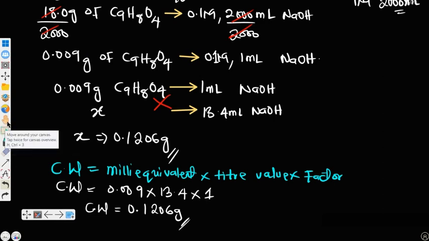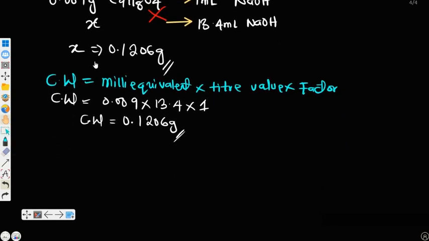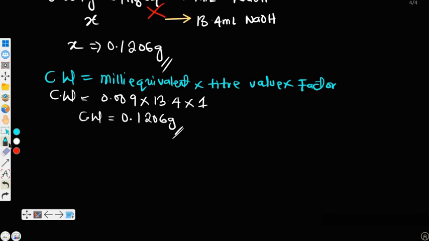So you now have to get your percentage purity. What is the formula for percentage purity? Percentage purity will be equals to the calculated weight all over the expected weight. The expected weight is 0.3, that's what we are expecting, but what we got was 0.1206. Calculated weight all over expected weight.